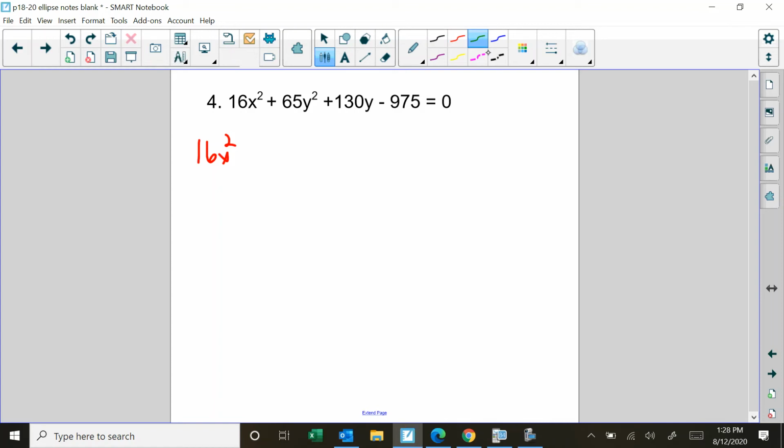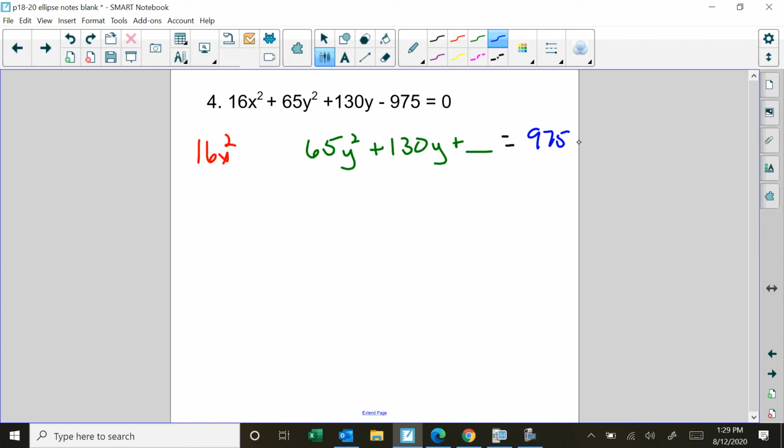So then we go on to 65y squared plus 130y plus, leave yourself a little blank, equals this 975 that gets moved to the right-hand side of the equation.